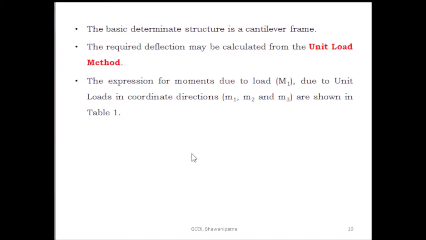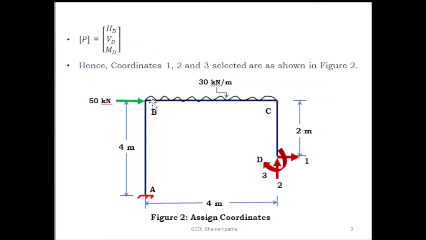So what do you have to do? You have to find out the moment due to the external load. So what load is given on the portal frame? Due to that load, you have to find out the moment on span CD, then CB, then AB. Then you can find out the displacement along direction one, direction two, and direction three.